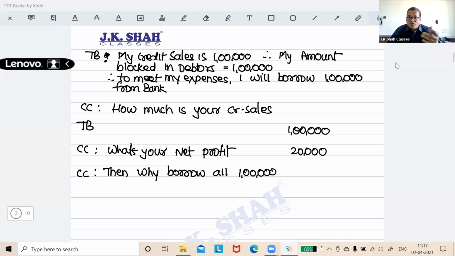You can reduce your borrowing cost, your interest cost. So how much can you borrow? You can borrow 1 lakh or you should borrow 80,000. 80,000 is also sufficient, na, to meet the expenses. It's all a matter of meeting the expenses. So even 80,000 is sufficient. Okay, so borrow 1 lakh or borrow 80,000? 80,000. Okay, fine.